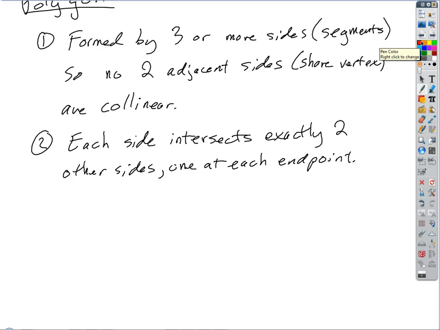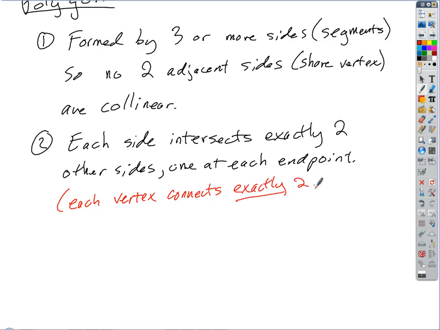We could trade this if we wanted to for the statement: each vertex connects exactly two sides. I think that's a simpler, better way of saying it, but our book says the top way. They mean the same thing though, right?